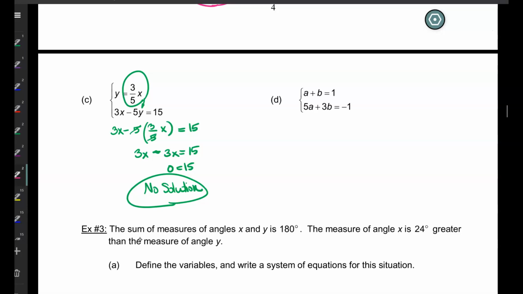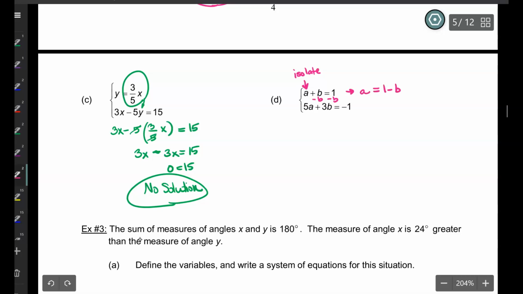Okay, one more of these. Let's go ahead and isolate, maybe we'll isolate A. Again, you can isolate B if you prefer. So I get A equals 1 minus B. So I'm going to take this and substitute it into the second equation. So I have 5 times 1 minus B plus 3B equals -1.